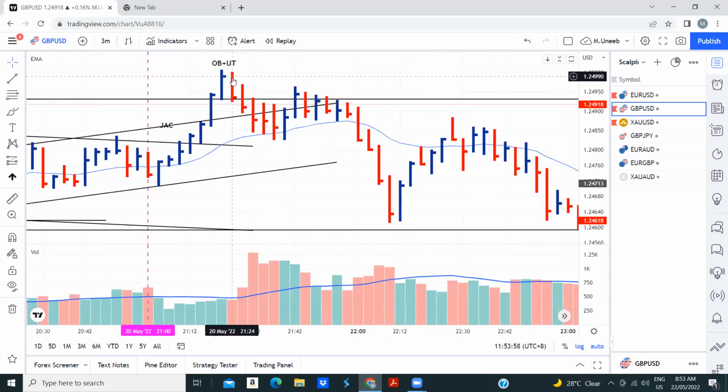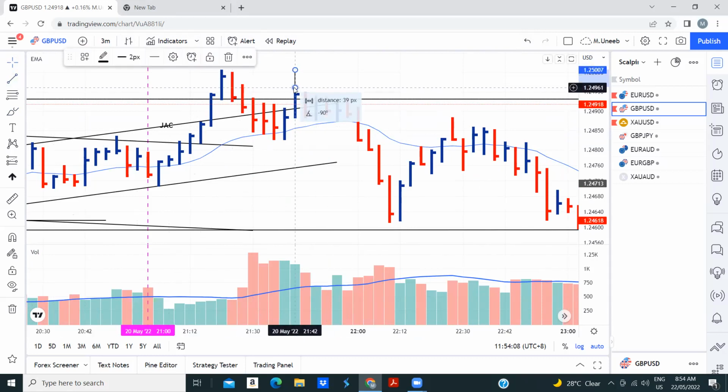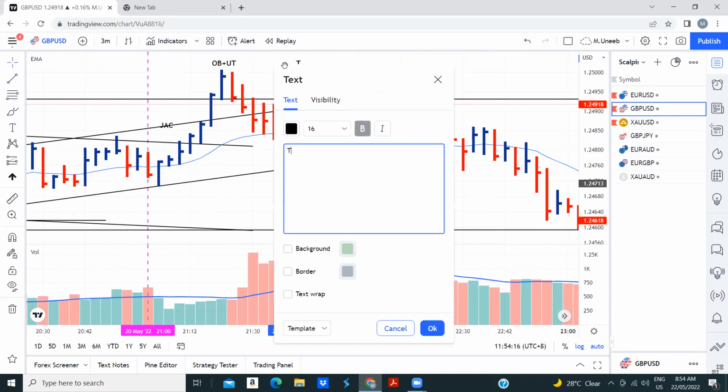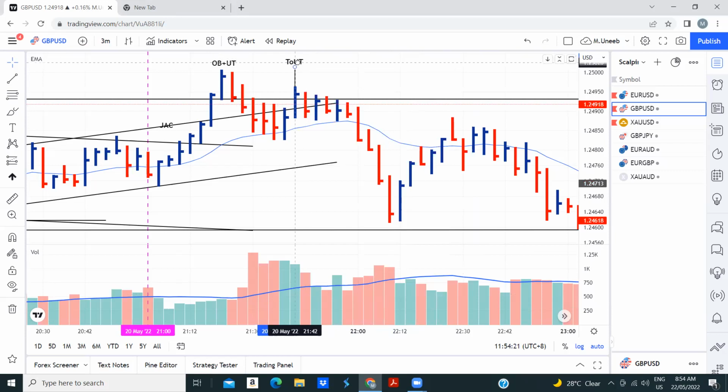What can you do now? We just came back here after the upthrust. We came back and tested this. What do you notice here? During testing, what do you notice? If this is the upthrust, then this is the test of the upthrust. Am I right? This is the test of the upthrust, TOUT.